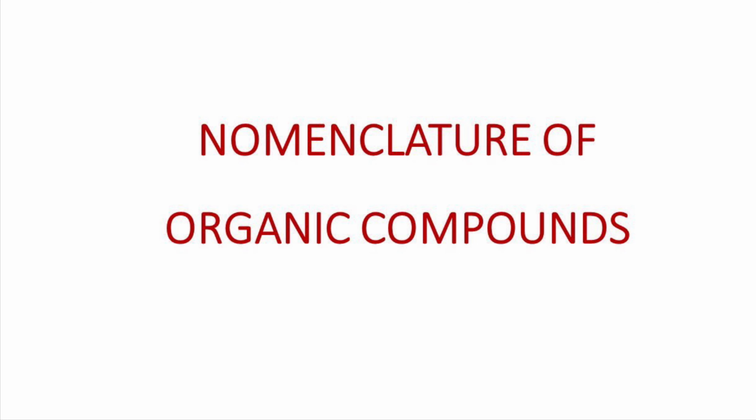We know carbon forms so many millions of compounds. So, there should be a well-defined system of organization for the naming and grouping of organic compounds according to their characteristics. This system is called the IUPAC or International Union of Pure and Applied Chemistry system.